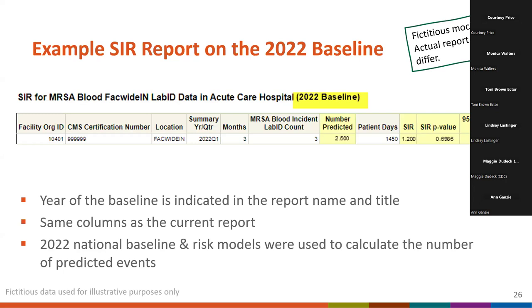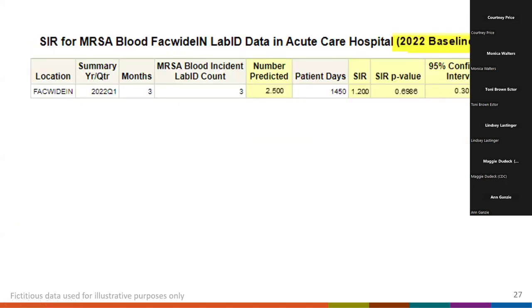Above the data table, you can see that the year of the baseline is indicated. The column headers in this table are exactly the same as the column headers in the current MRSA bacteremia SIR report. It's just that now the 2022 national baseline and risk models were used to calculate the number of predicted events. All right, so let's look a little closer at how we're going to interpret this report.